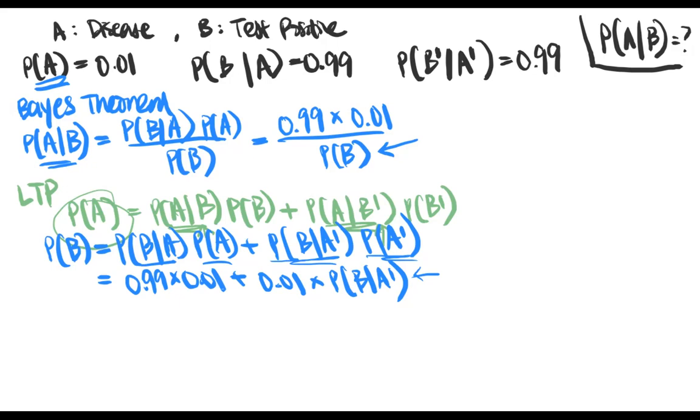Let's see, probability of A. Oh, yes, you're right. Sorry about that. Yes, because A complement, I kind of flipped it around. Yes, this probability of A complement should be 0.99. Thanks for the correction.